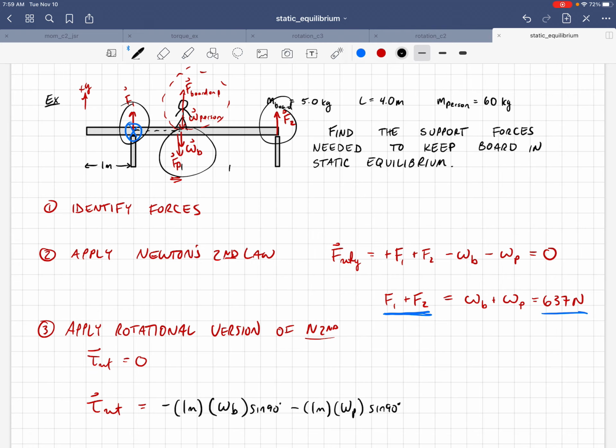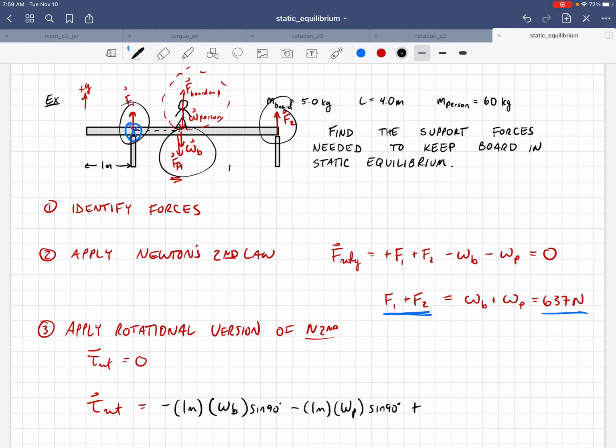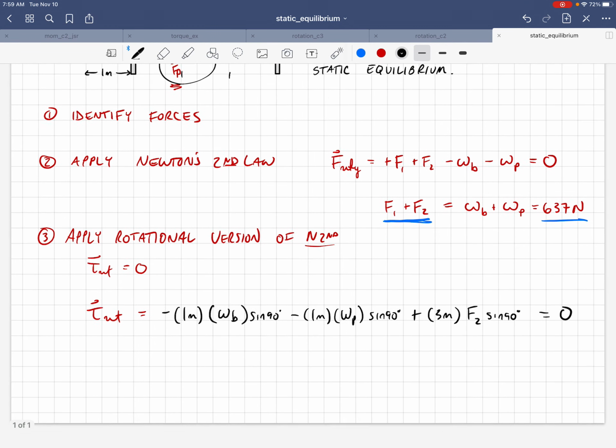And then I've got one more force way out here. This is in the opposite direction, so this would cause rotation that way, so we're calling that plus. So plus, and now I've got 3 meters away, this force F2, and again the angle there is 90 degrees. And all of that has to add up to 0.